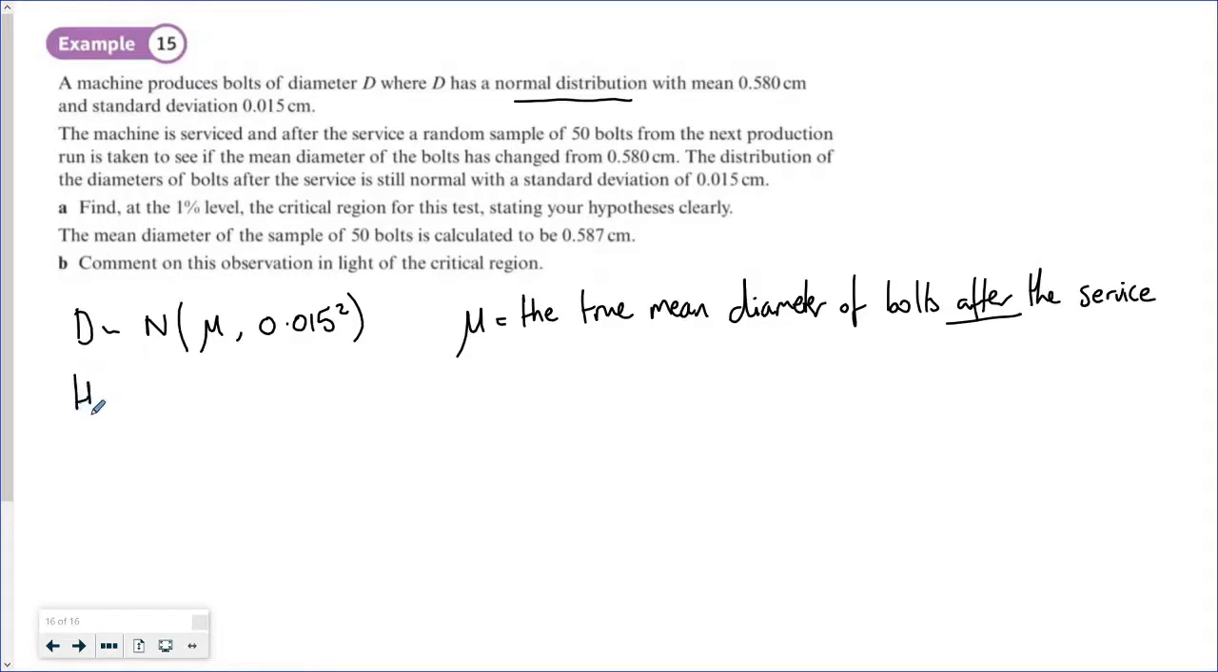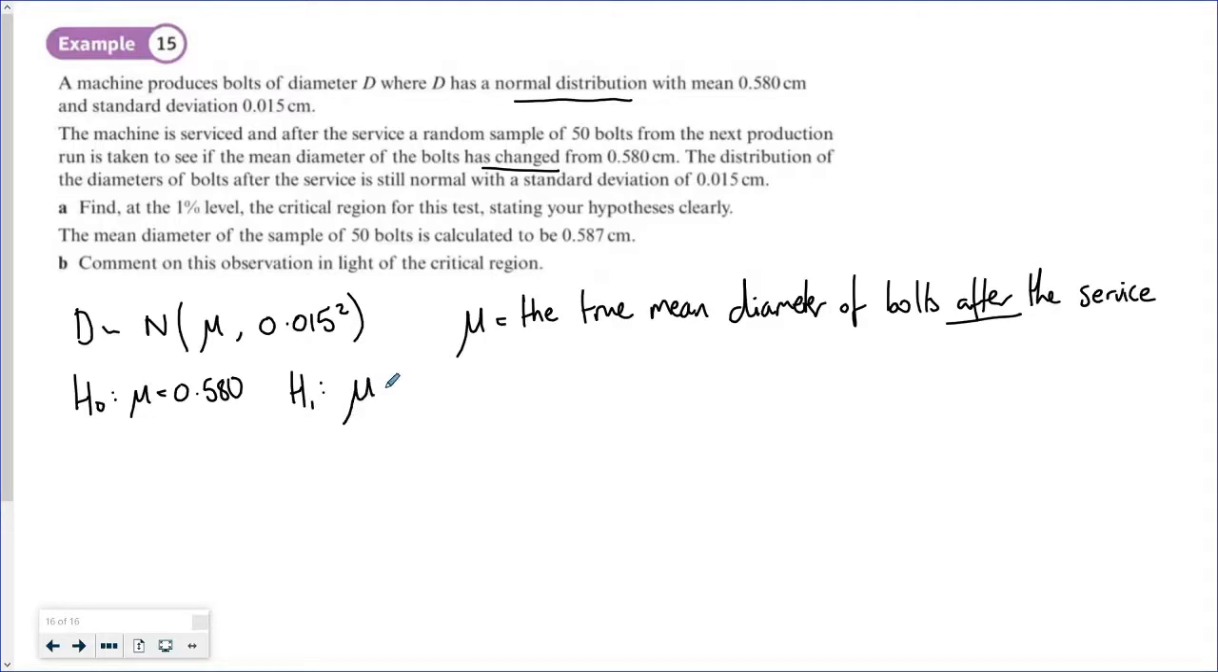Let's write down what H0 and H1 are. So our null hypothesis is that the service has had no change on the bolts. So that means that mu after the service would be the same as it was before, which is 0.580.